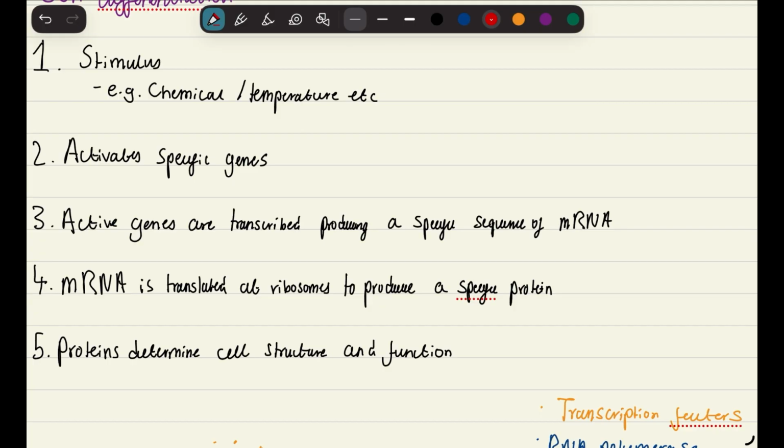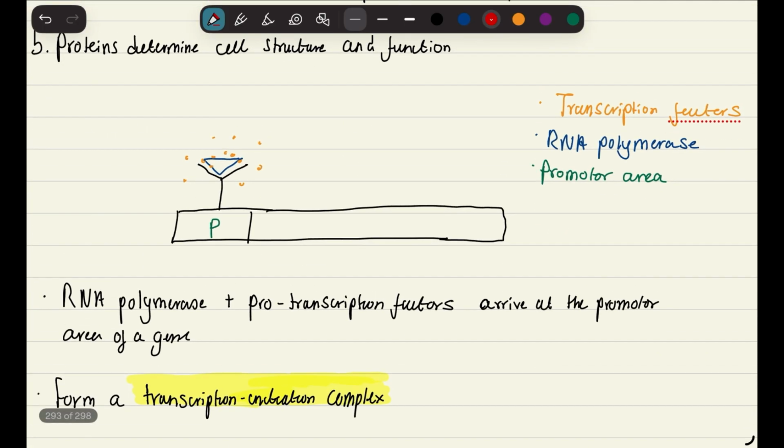We know what happens to mRNA. We've done protein synthesis. mRNA is translated at ribosomes to produce a specific protein. Cool. Your proteins will determine the cell structure and function. That is the stage we want to get to. So remember, obviously, the context of the question, but if you follow these 5 general steps, you will get every single mark every single time. And I just wanted to show this.